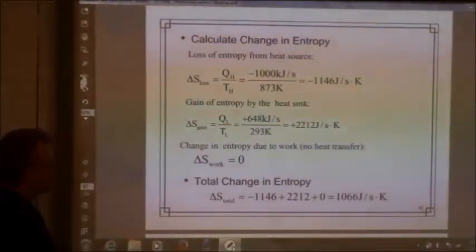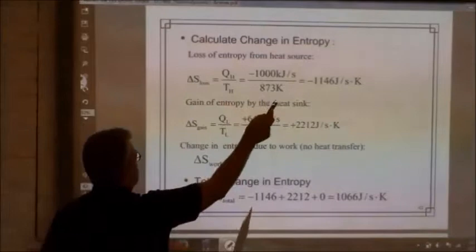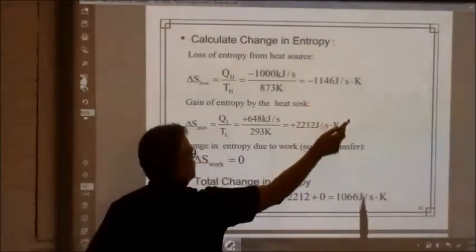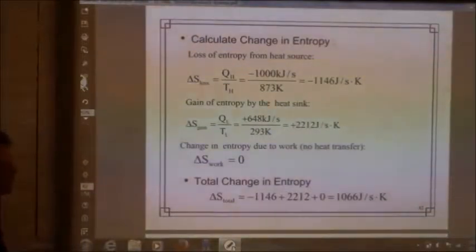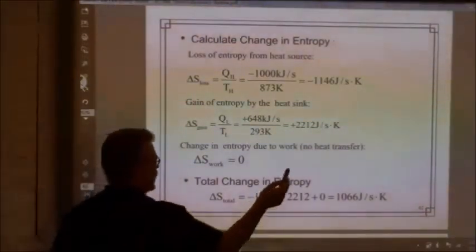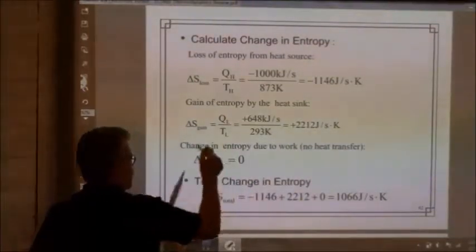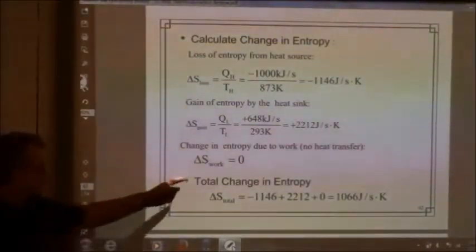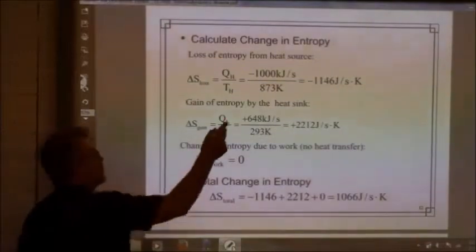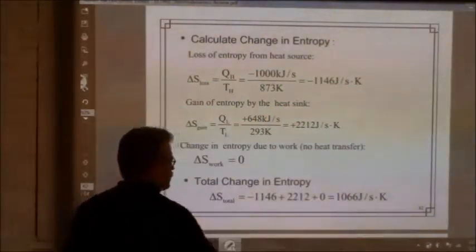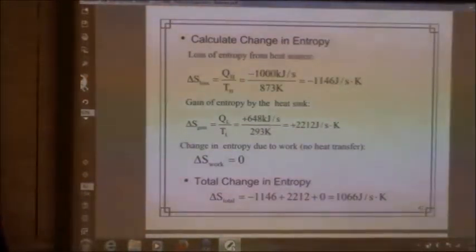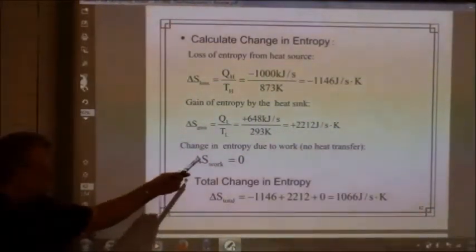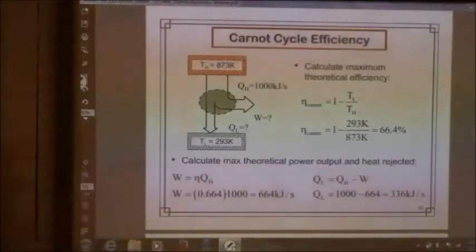We can look at the change in entropy for this process. The loss in entropy from the heat source is equal to minus 1146 kilojoules per second Kelvin. The heat gain by the heat sink is 2112. The change of entropy for the cycle is 0, but the total change in entropy includes the heat source and the heat sink, which is a positive 1066 joules per Kelvin per second. So that's the net change in entropy, even though the change in the cycle itself is 0.